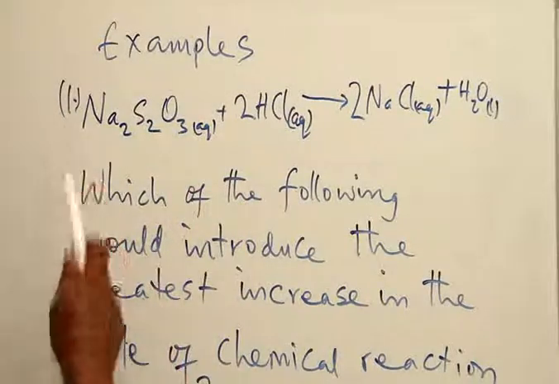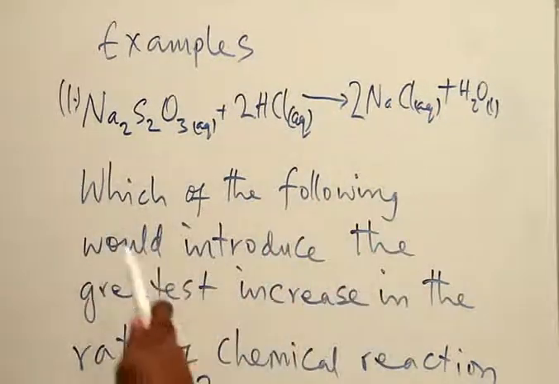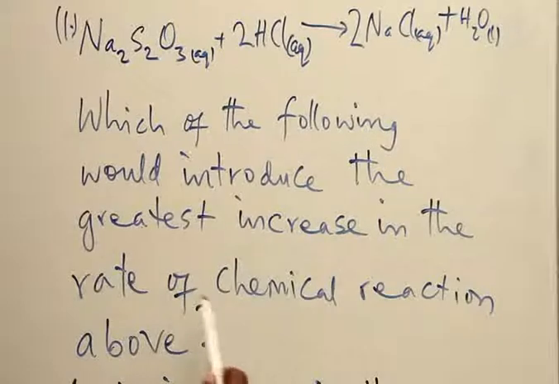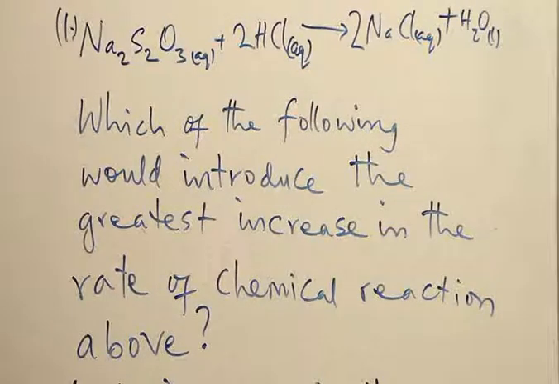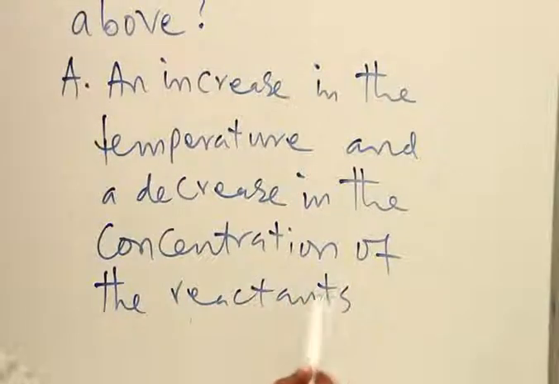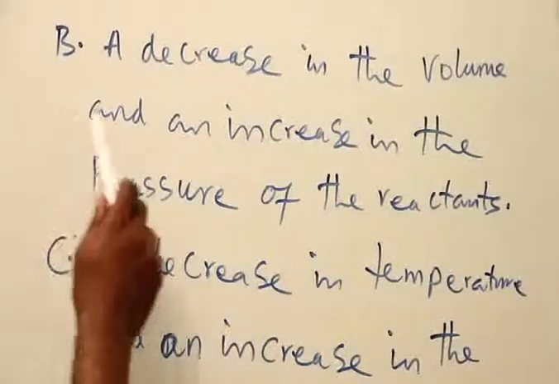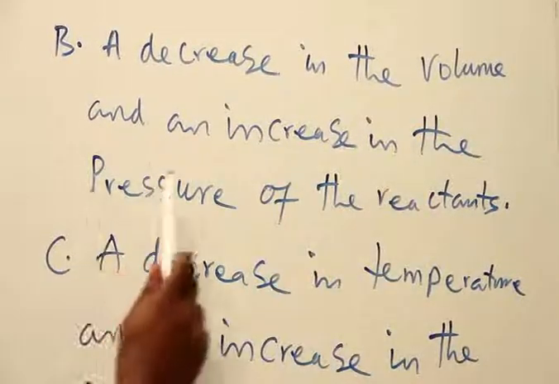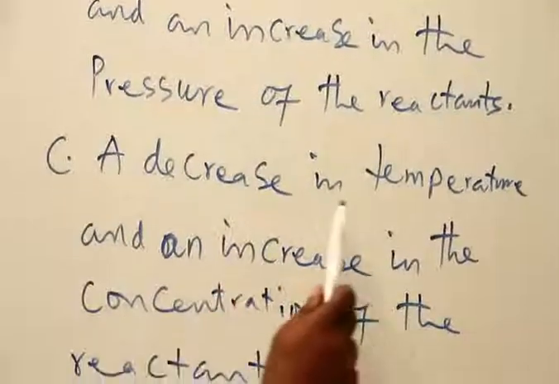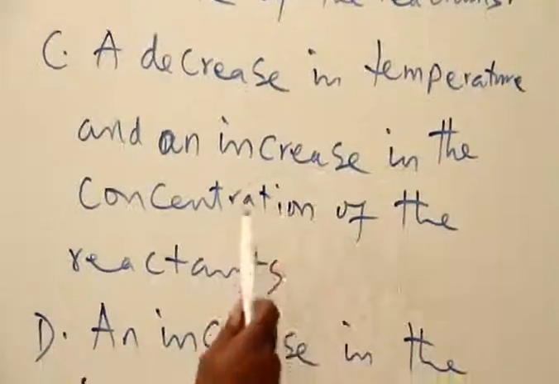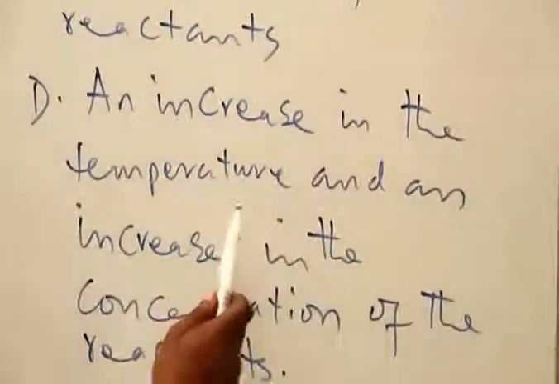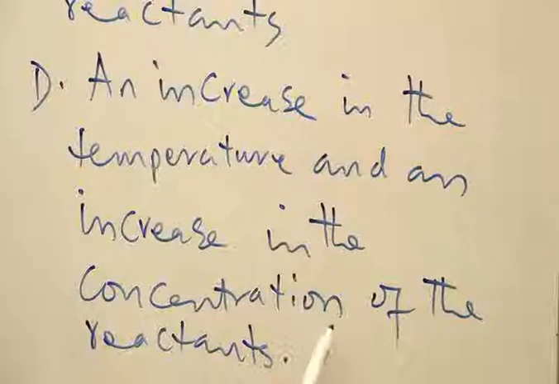Examples. Number 1, according to the equation above, which of the following will introduce the greatest increase in the rate of chemical reaction above? A. An increase in the temperature and a decrease in the concentration of the reactants. B. A decrease in the volume and an increase in the pressure of the reactants. C. A decrease in temperature and an increase in the concentration of the reactants. And D. An increase in the temperature and an increase in the concentration of the reactants.